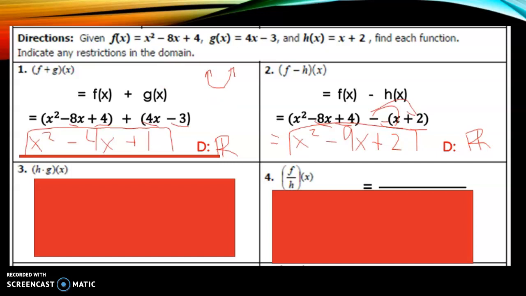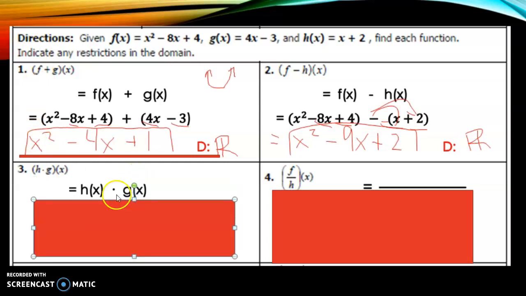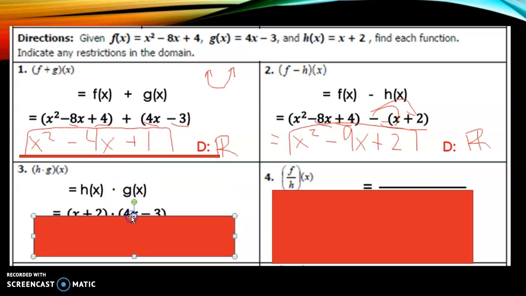Okay, number 3, they're switching it up on us. We're not even using the function f. This time we're taking h times g. So at the top, the function h, we're going to start with that one. And then it's going to be multiplied by the function g. So we replace the first thing. H is actually x plus 2, in parentheses, times g of x, 4x minus 3.